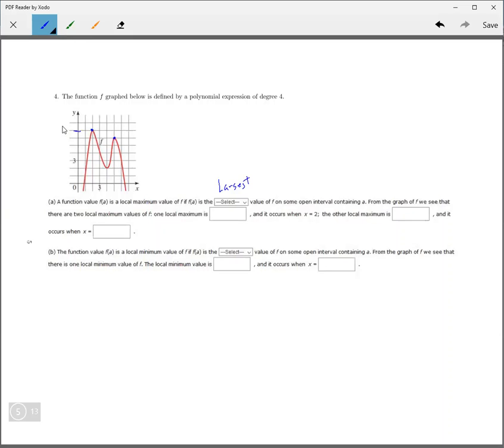This one is 7. So one local maximum is 7, and it occurs when x is 2. The other local maximum is 6, and it occurs when x is 2, 3, 4, 5.